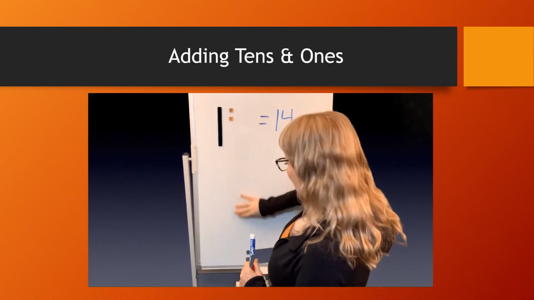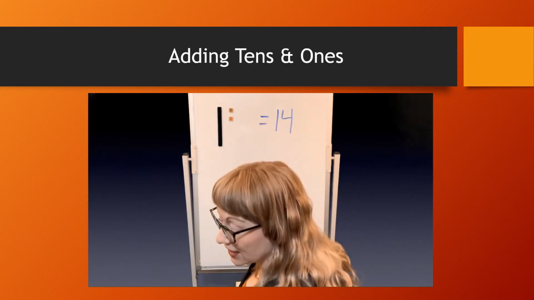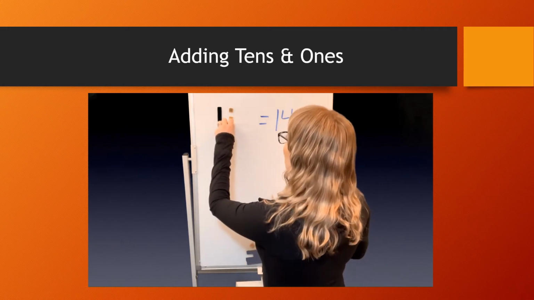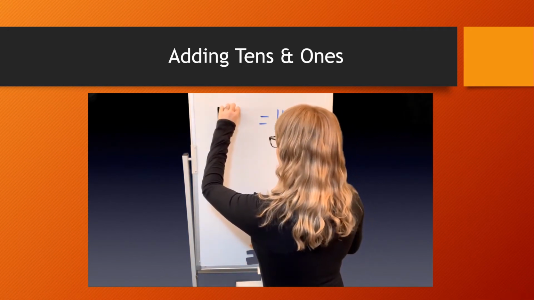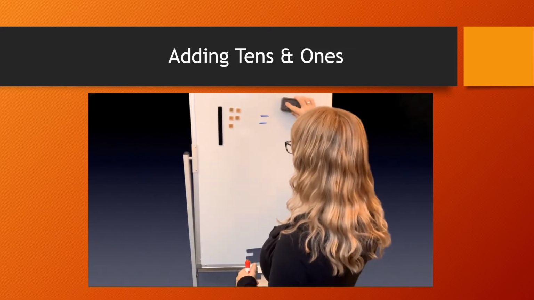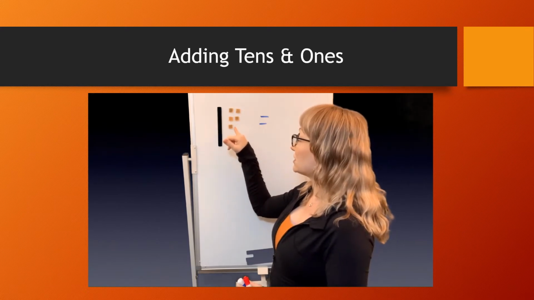If I want to play around with that 12 again and change that number up again, only adding to my ones section, I want to add another 3 ones to it. All of a sudden I don't have 14 anymore. All of a sudden I have 10, 11, 12, 13, 14, 15.